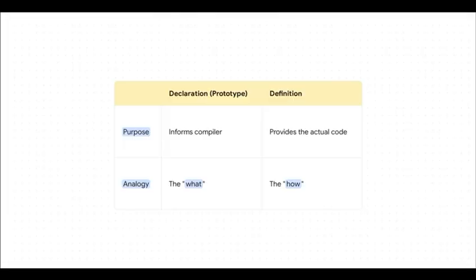Here's another fundamental concept: declaration versus definition. The declaration is the what. It's a promise you make to the compiler, saying, hey, a function with this name, this return type, and these parameters exists somewhere. The definition is the how. It's the actual code inside the curly braces that fulfills that promise. Getting this straight is key to making sure your code links correctly.